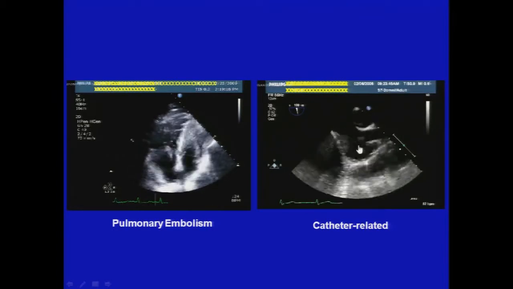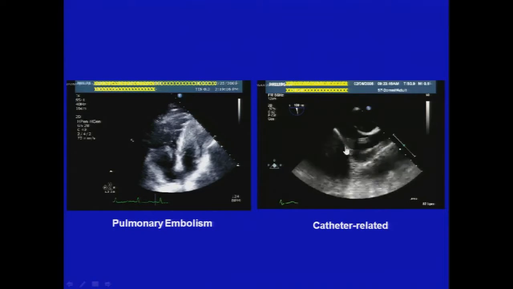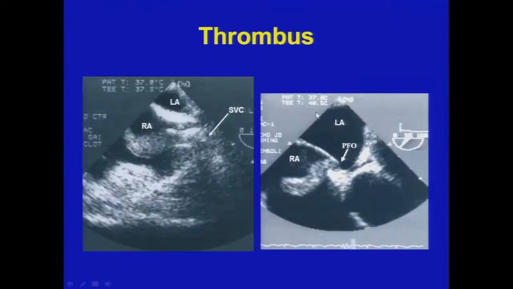And catheter-related thrombus is also common in the right heart. Here is a TE view, bicaval view, superior vena cava, a catheter entering the right heart, and the catheter extends too far into the right heart, and it erupts up the wall of the right atrium here, and you can see a thrombus on the right atrial wall.